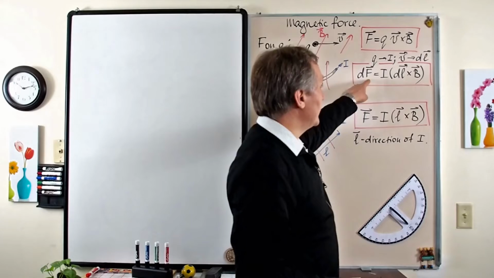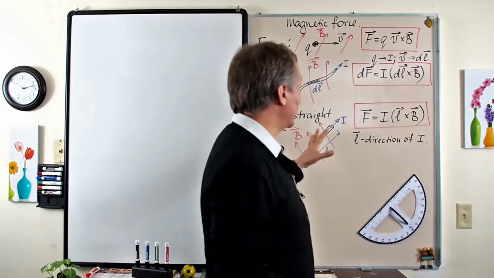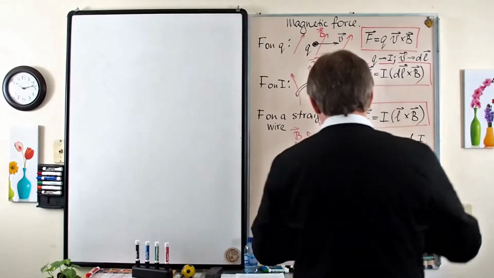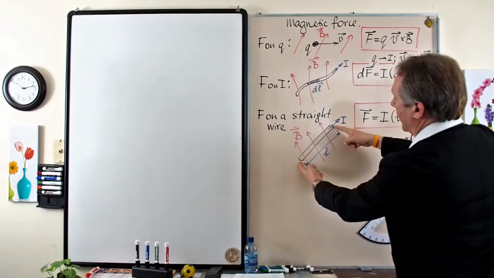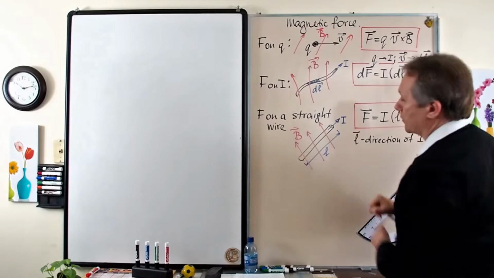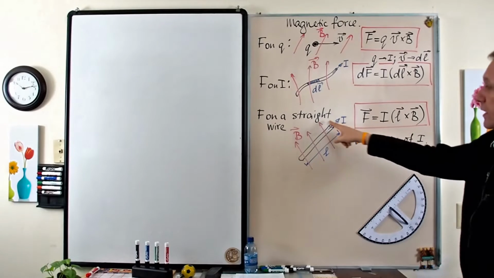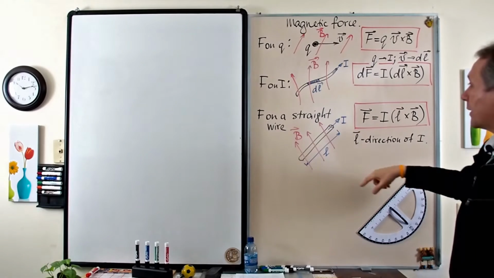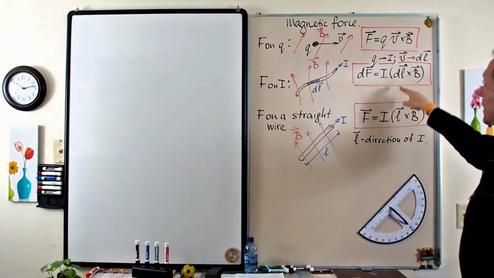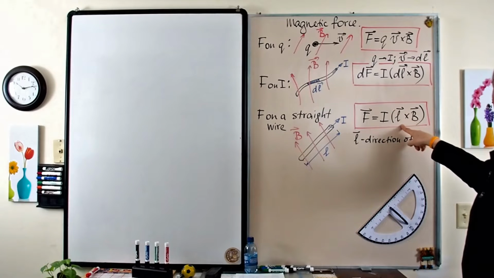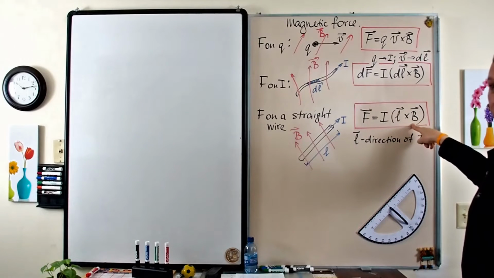Again, from here to here, the transition is very simple. Let's assume that we have a wire with current I, and the length of the wire is L, exposed to the magnetic field. Then the force acting on the whole wire is I, instead of dl, now we have L, and again crossed with B.